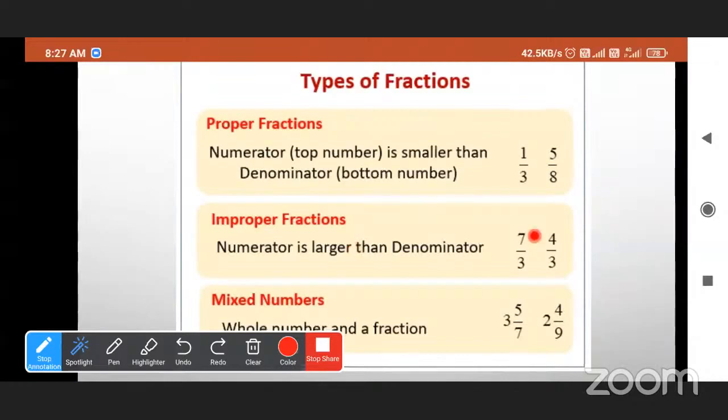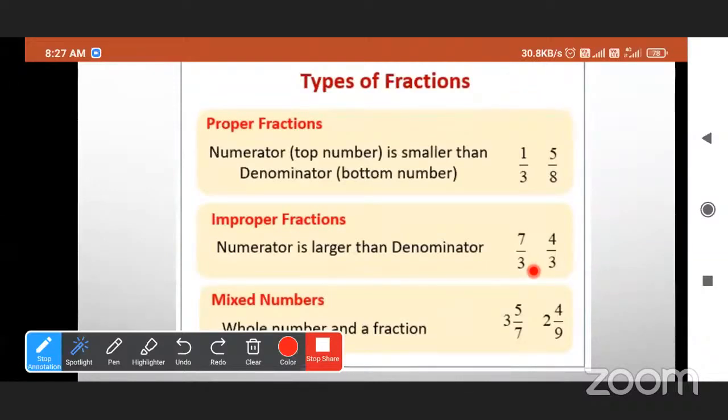See here the examples. Read the examples of improper fraction. 7 upon 3, 4 upon 3. So here the numerator is greater or smaller? Greater. Greater. Good. Now the mixed fraction.